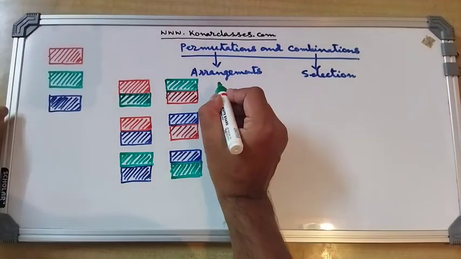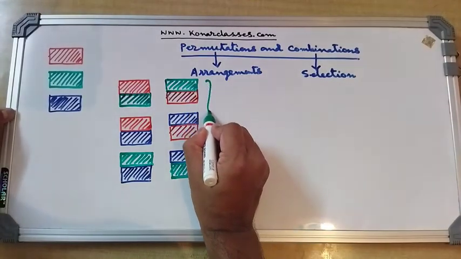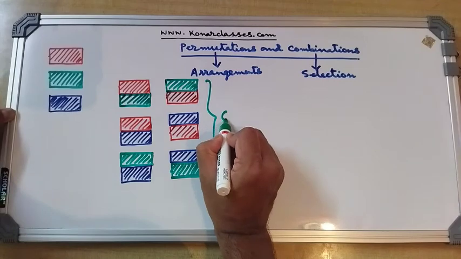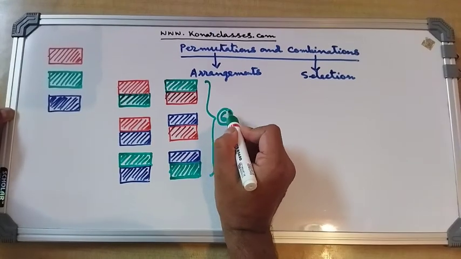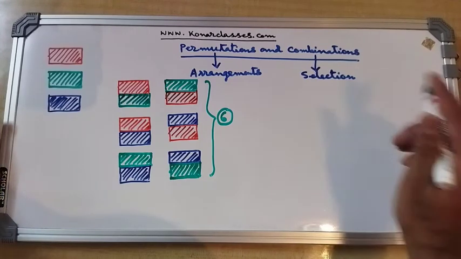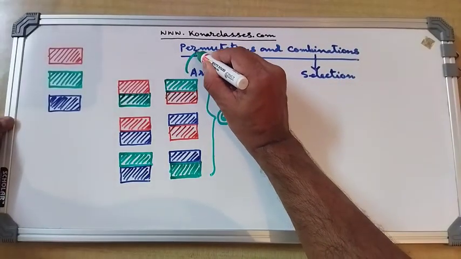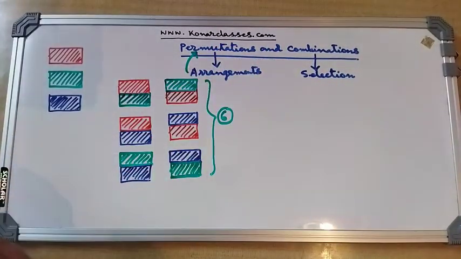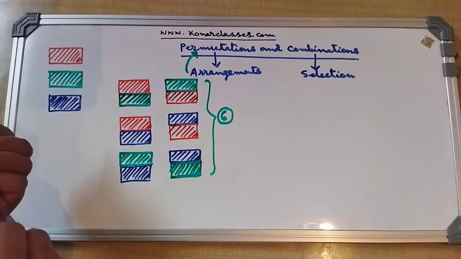So this is what is called an arrangement. We get six different flags, if we consider them like a flag or another arrangement. So there are six arrangements possible. An arrangement is related to permutation. Now let's discuss selection.